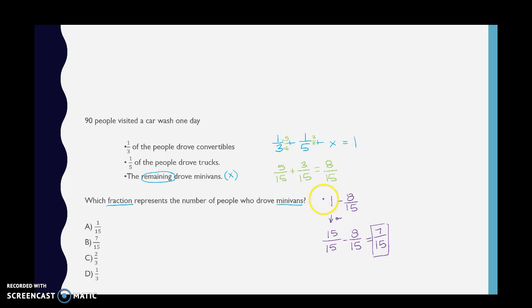Okay, so I knew that 1 could be 1 over 1, so if a number over itself equals 1, I can make 15 over 15 equal 1. I'm subtracting the convertibles and the trucks to find my remaining minivans, and I got 7 over 15. So that's going to be B.